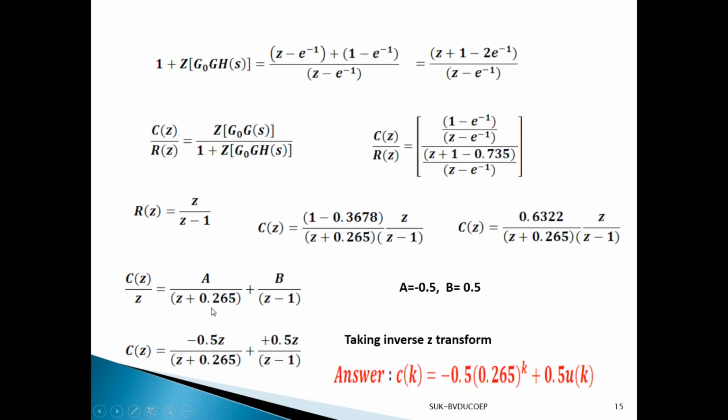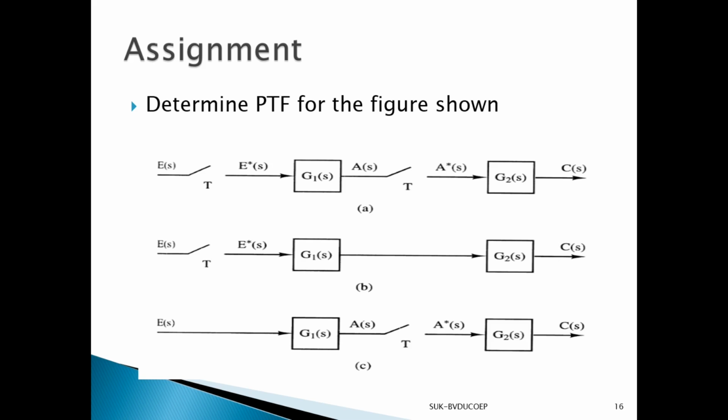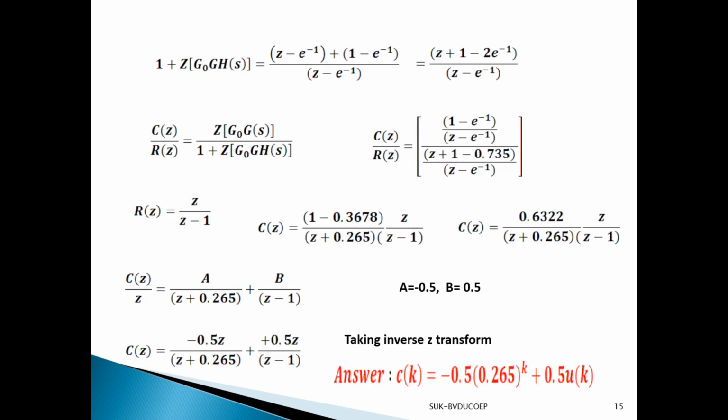So C(Z) upon Z is A upon Z plus 0.265 plus B upon Z minus 1. You try to do these practical calculations in your notebook. So A is equal to minus 0.5, B equal to 0.5. So Z again I have taken, and then I get the answer like this. This is the sequence, the output sequence is like this. Steps you must understand, very important. Practice the problems.